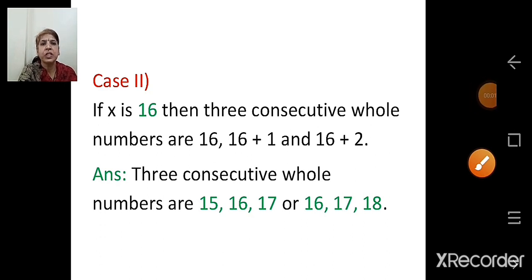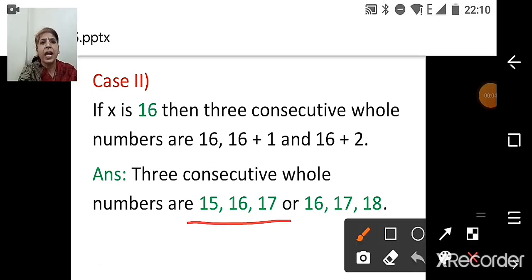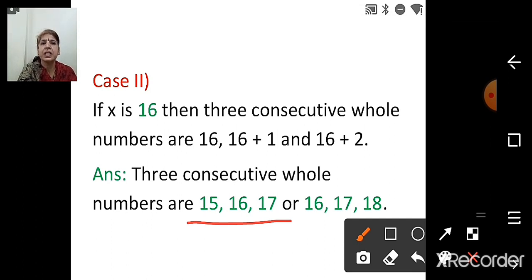And children, if you want to check your answers also, you can do it. You add 15, 16, 17. 15 plus 16, 31, 31 plus 17, 48. So the sum is more than 45, less than 54. Children, in the same way, 16, 17, 18 you add, you will get 16 plus 17, it is 33, plus 18. Yes children, 33 plus 18, that is 51. So again this condition is fulfilled. The sum is more than 45 and less than 54.